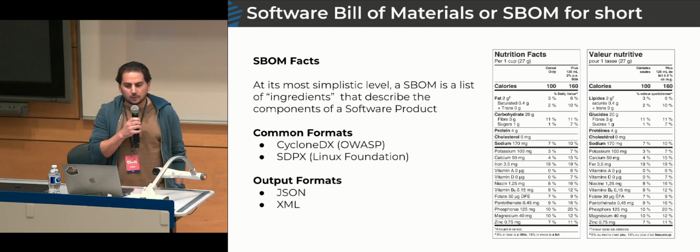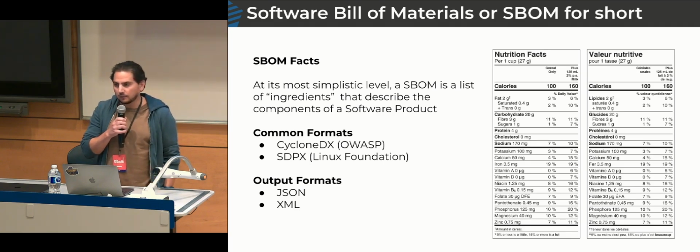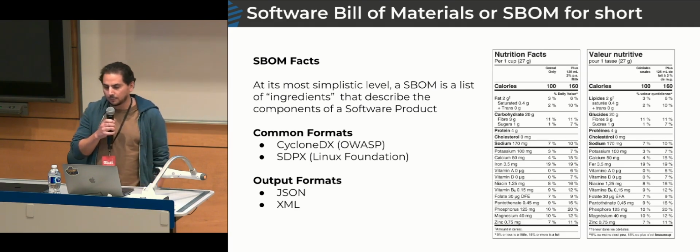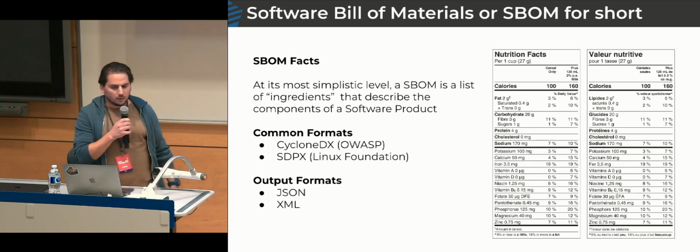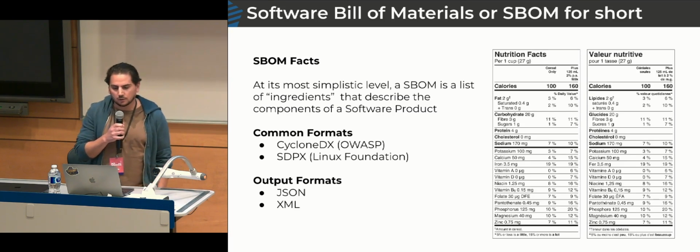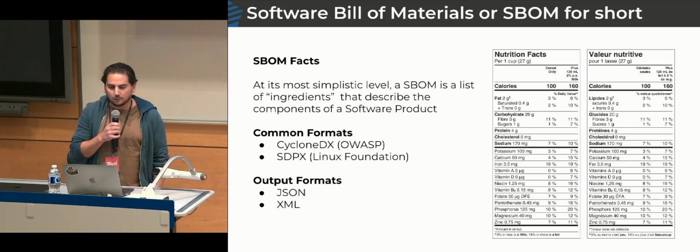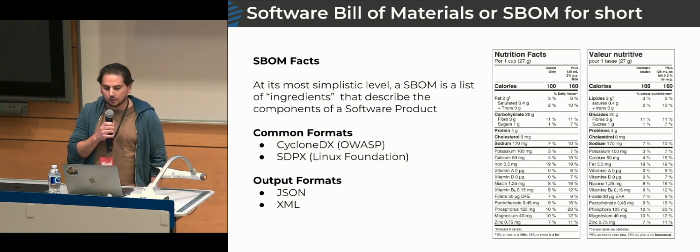So a software bill of materials is essentially a list of ingredients that make up your product, whether your product is a library or an application or a mobile app or firmware, and it goes on and on. There's two commonly used formats. One is CycloneDX. It's from the OWASP Foundation. They run that one. Another one is SPDX. That's run by the Linux Foundation.